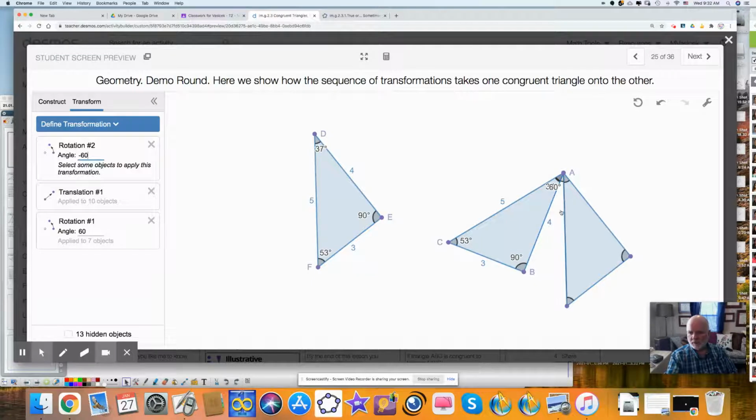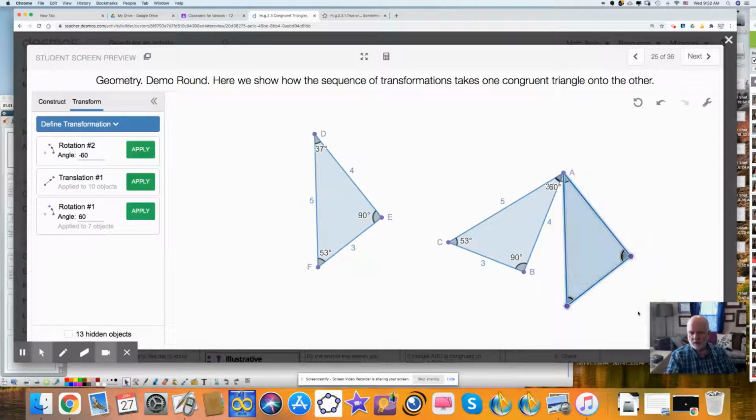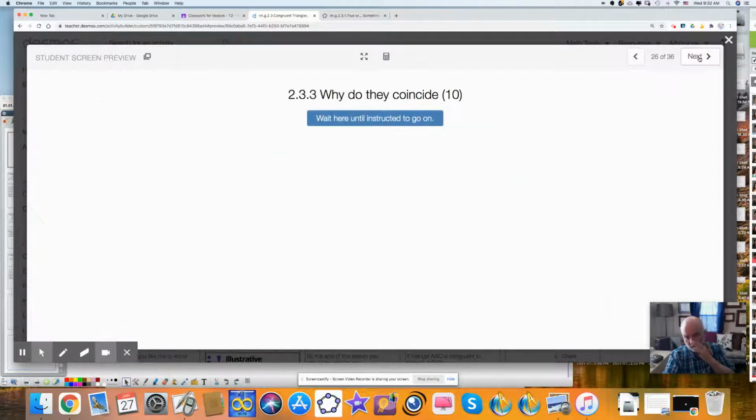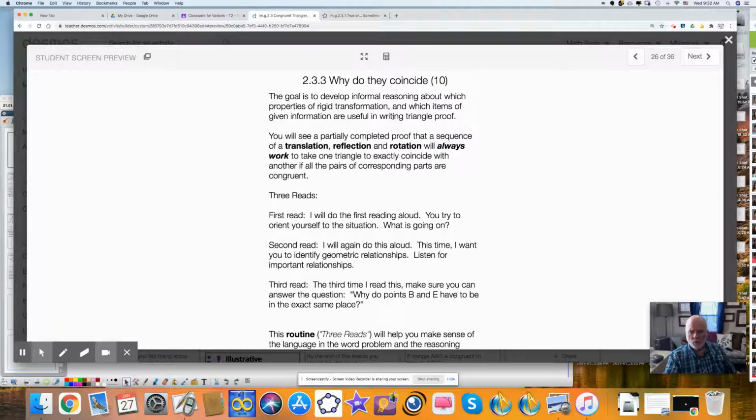And what is it I want to rotate? I want to rotate this right here. I rotate it, and there it is, and it matches up directly. So you see how this works. This is activity 3. This is the difficult one. This is where we do 3 reads as the routine. And you're going to see that by doing a translation, reflection, and a rotation, it'll always work that one triangle will match up with the other.